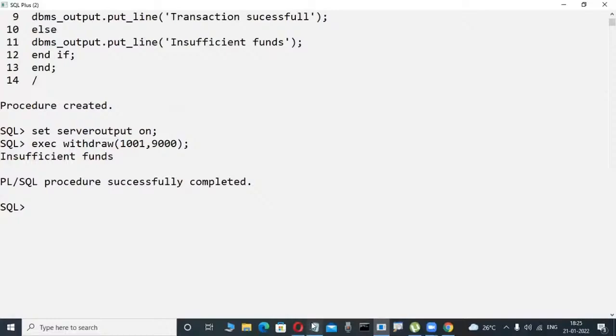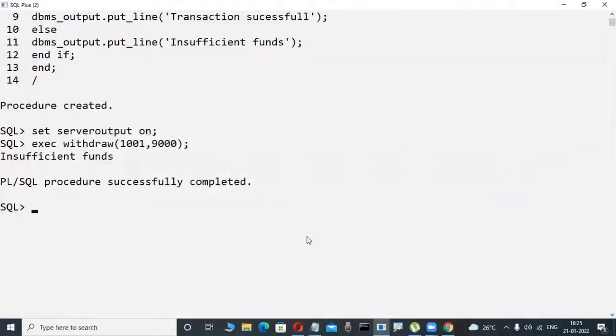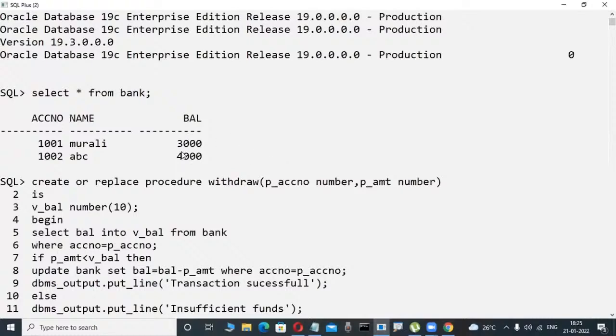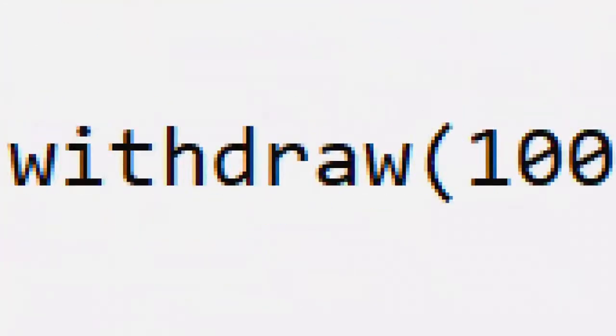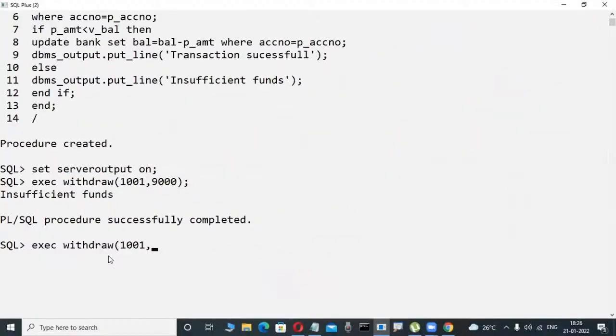Suppose now, check another case, like OTP validation, all the same thing. For example, here my balance is 3,000. Now I try to withdraw 2,000 rupees, for example. Observe here, 1001 is my account number. I try to execute withdraw again, the procedure. Now I try to withdraw 2,000 rupees. Possible?